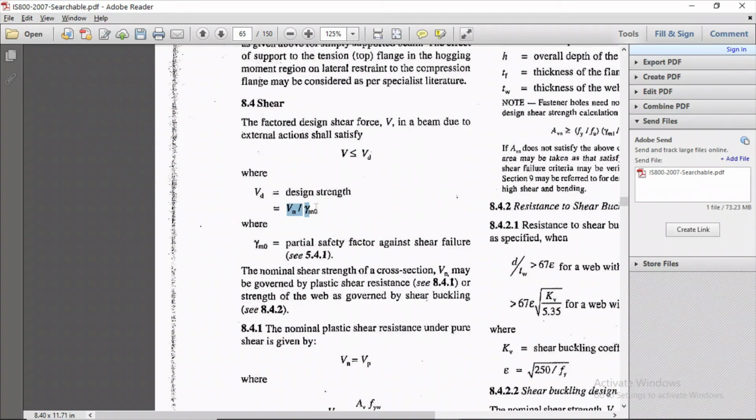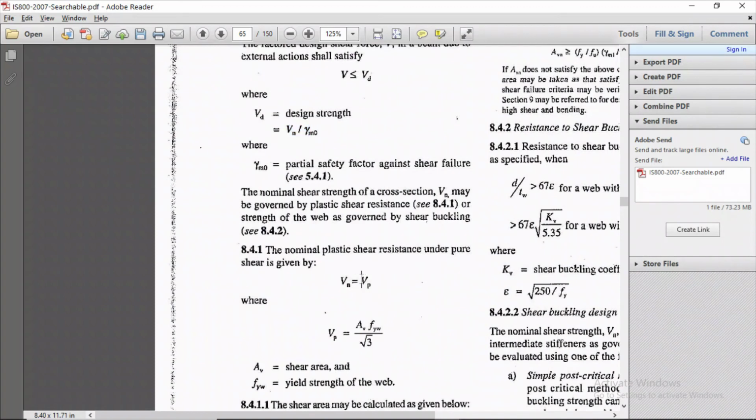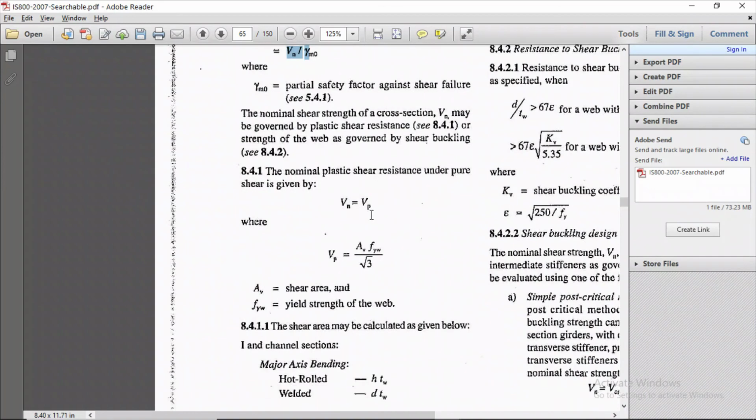You will not find the exact formula that we have seen. It is a combination of two formulas. So first is Vn divided by gamma MO. Now what is Vn? Vn is equal to Vp, and Vp value is AV into FYW divided by root 3. Now if you substitute this value in the equation Vn divided by gamma MO, you will get the equation that we have used. So ultimately VD will be equal to AV into FYW divided by root 3 gamma MO, where AV is the shear area that we have taken.